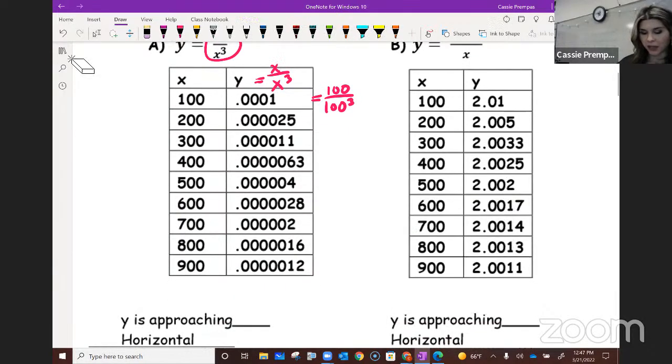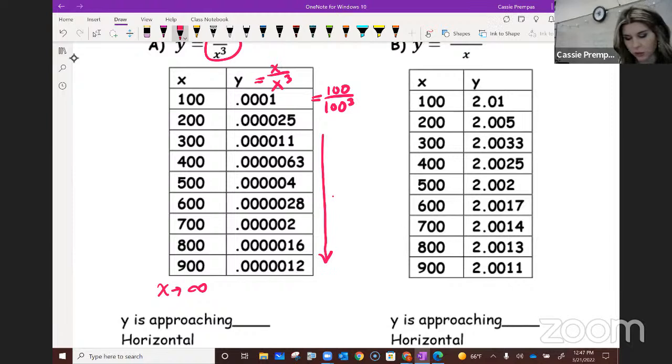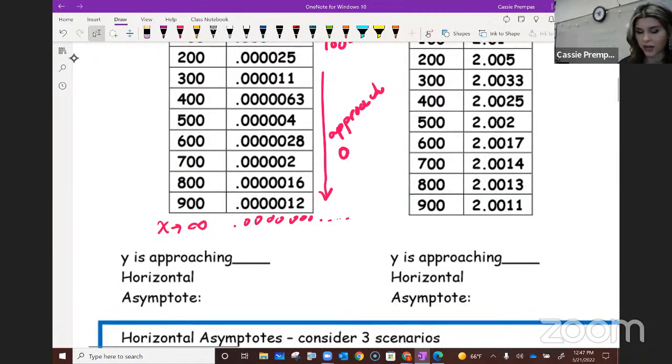As you plug in even bigger numbers for x, so let's think about x as it approaches infinity, as it gets really, really big, what does it look like the y values are getting closer to, or what are they approaching? We have 3 zeros after the decimal, then 4 zeros. Most likely there's going to be a lot more zeros and then some number. What is that number really close to? 0, exactly right. So the y values are approaching 0.